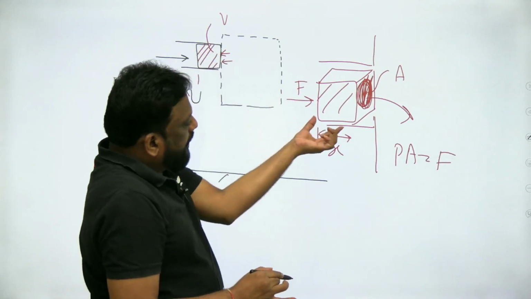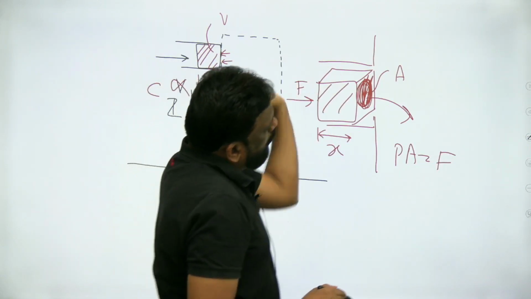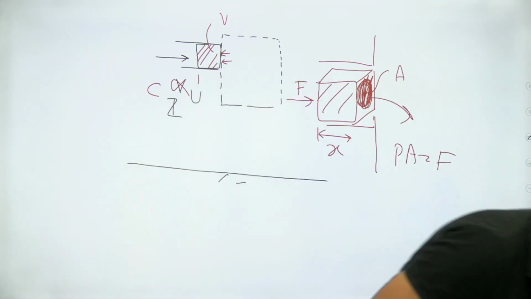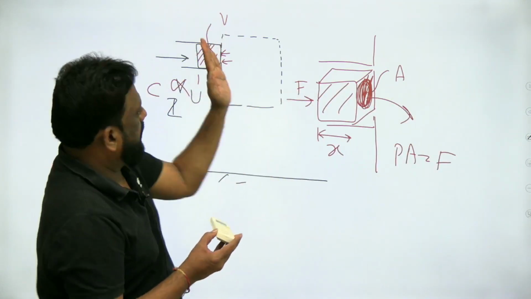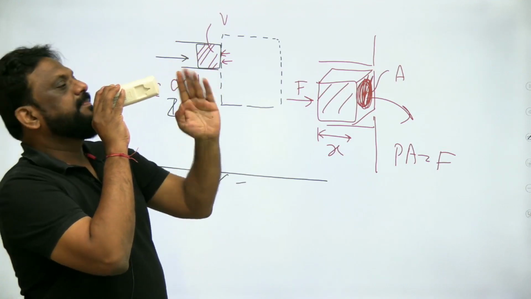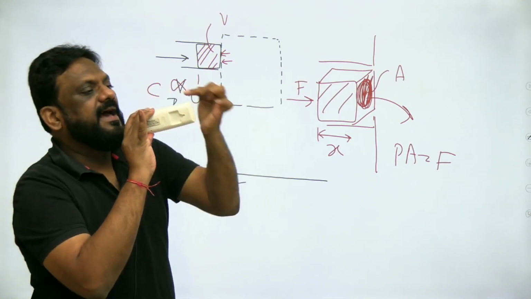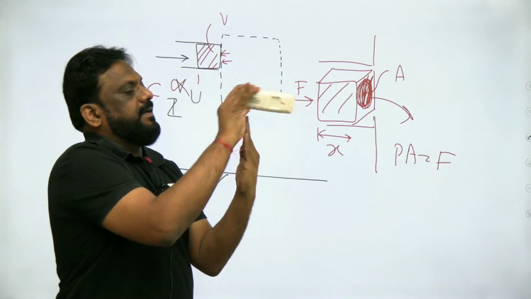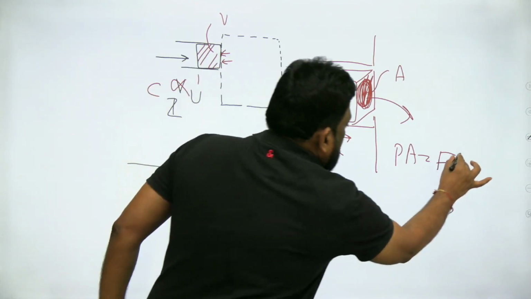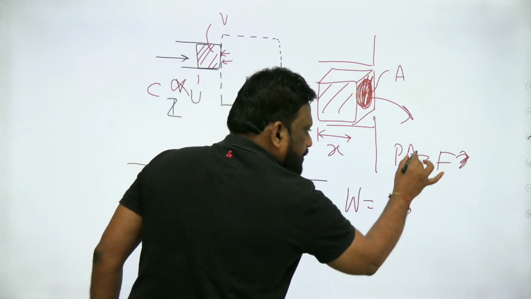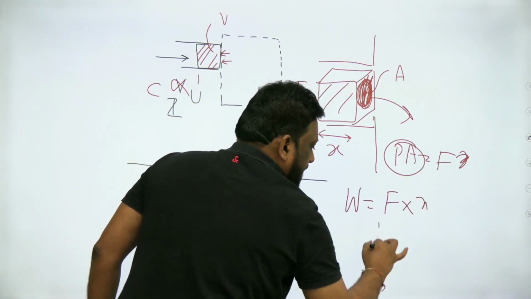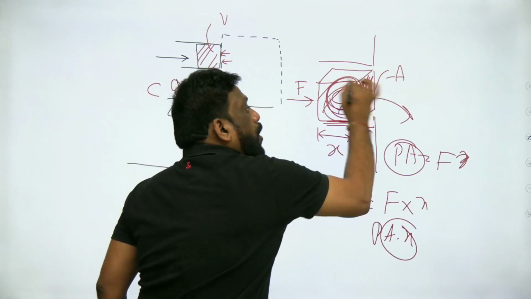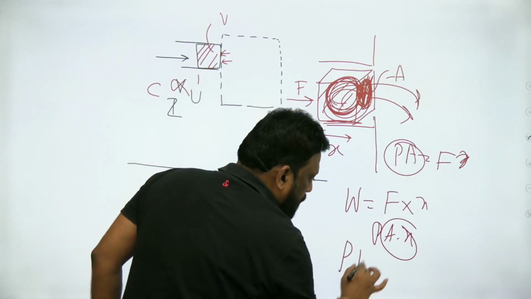Now what is the work done? If you want to cause this element to move completely, how much distance does it have to move? Let me tell you very clearly. This is the boundary of the control volume, and here the pressure is P. The element has volume V, area into length. If you want this to enter completely, it has to move through a distance of x. So the work done is equal to PA, that is force, into x. What is area into x? A is the area, x is the length. Area into length is the volume of this element which is about to enter. So therefore, P into V.